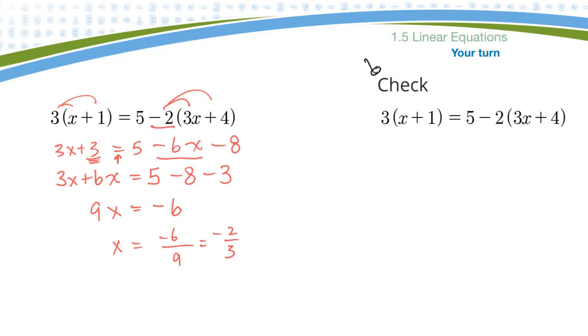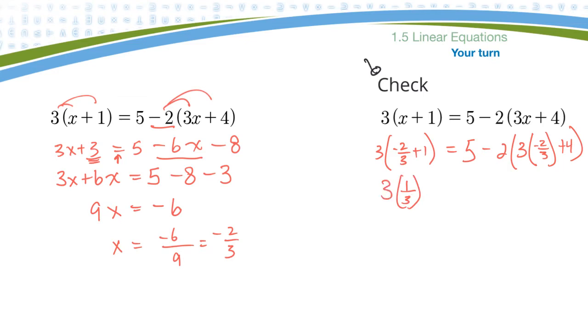So now let's check, and maybe you can try this on your calculator. So 3 times negative 2/3 plus 1, is that equal to 5 take away 2 times 3 times negative 2/3 plus 4? Okay, negative 2/3 plus 1 is a positive 1/3. Oh, and times 3, that just gives me 1. Nice. So I have 5 take away... let's do this stuff in here. 3 times negative 2/3, oh, the 3s cancel, so that'd be negative 2. So negative 2 times negative 2 plus 4.